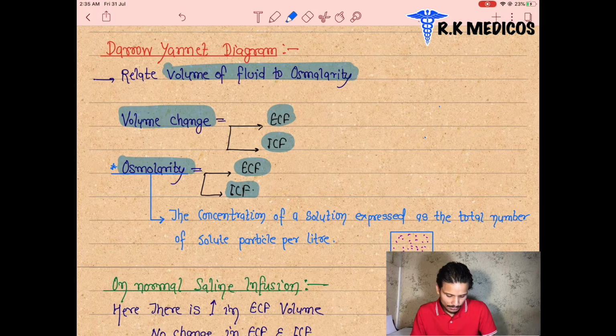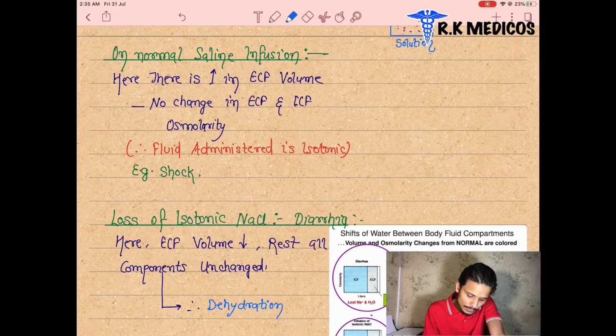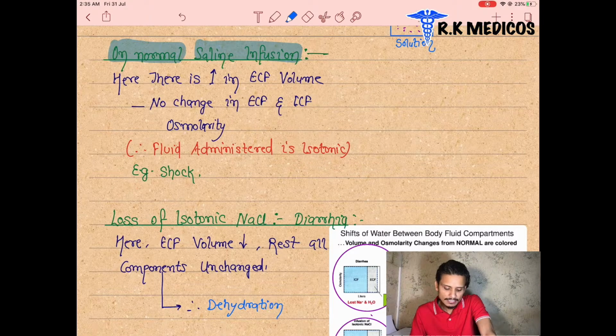So in the first case we are going to see the normal condition of saline infusion. We are going to infuse the saline. So what happens in this case? Suppose that you can see the first picture here.